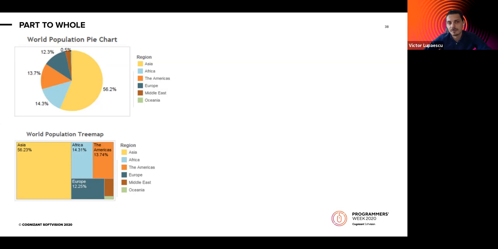There's an interpretation of the pie chart. It's called a tree map. You see the same data there. Again, it's a little bit hard to read.